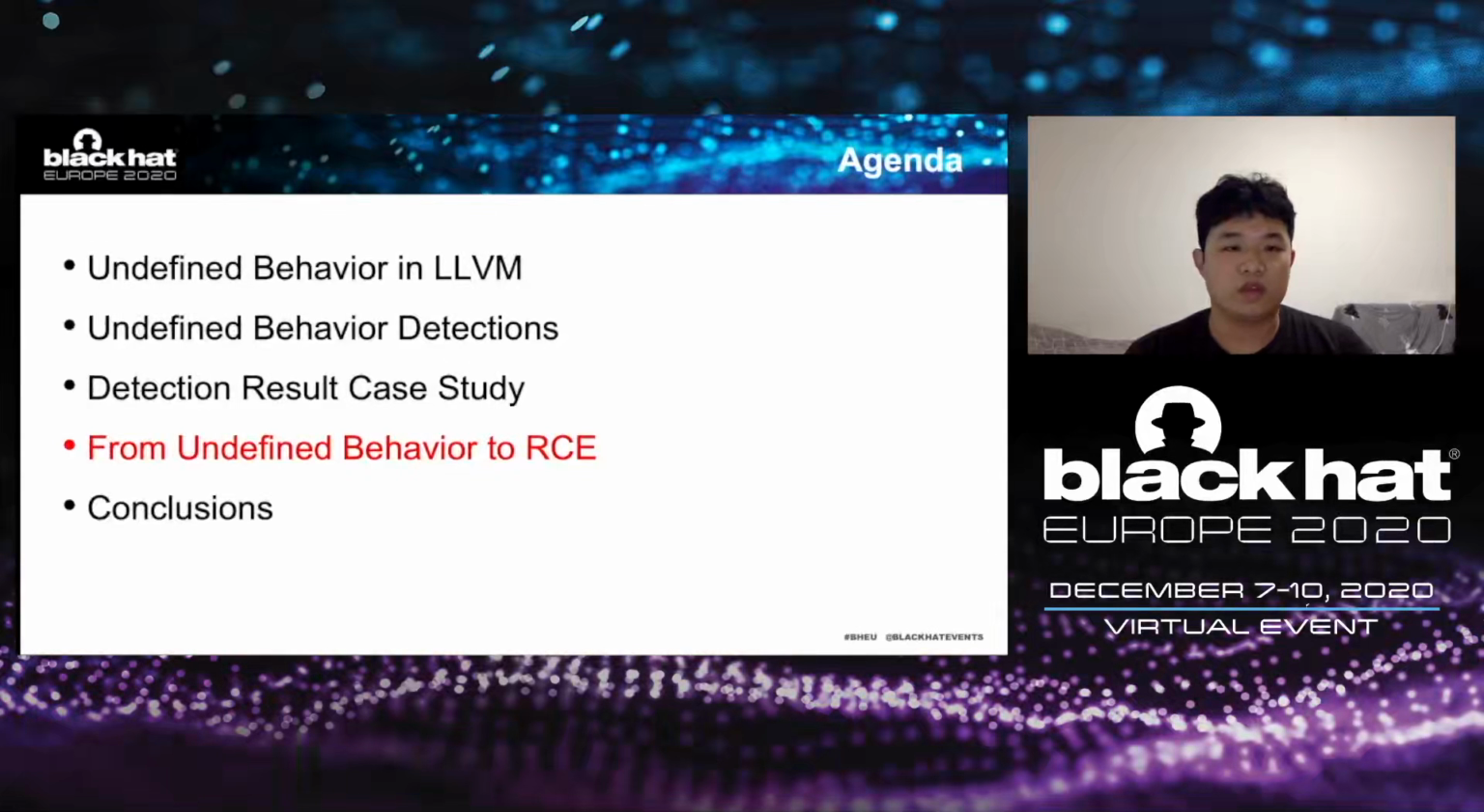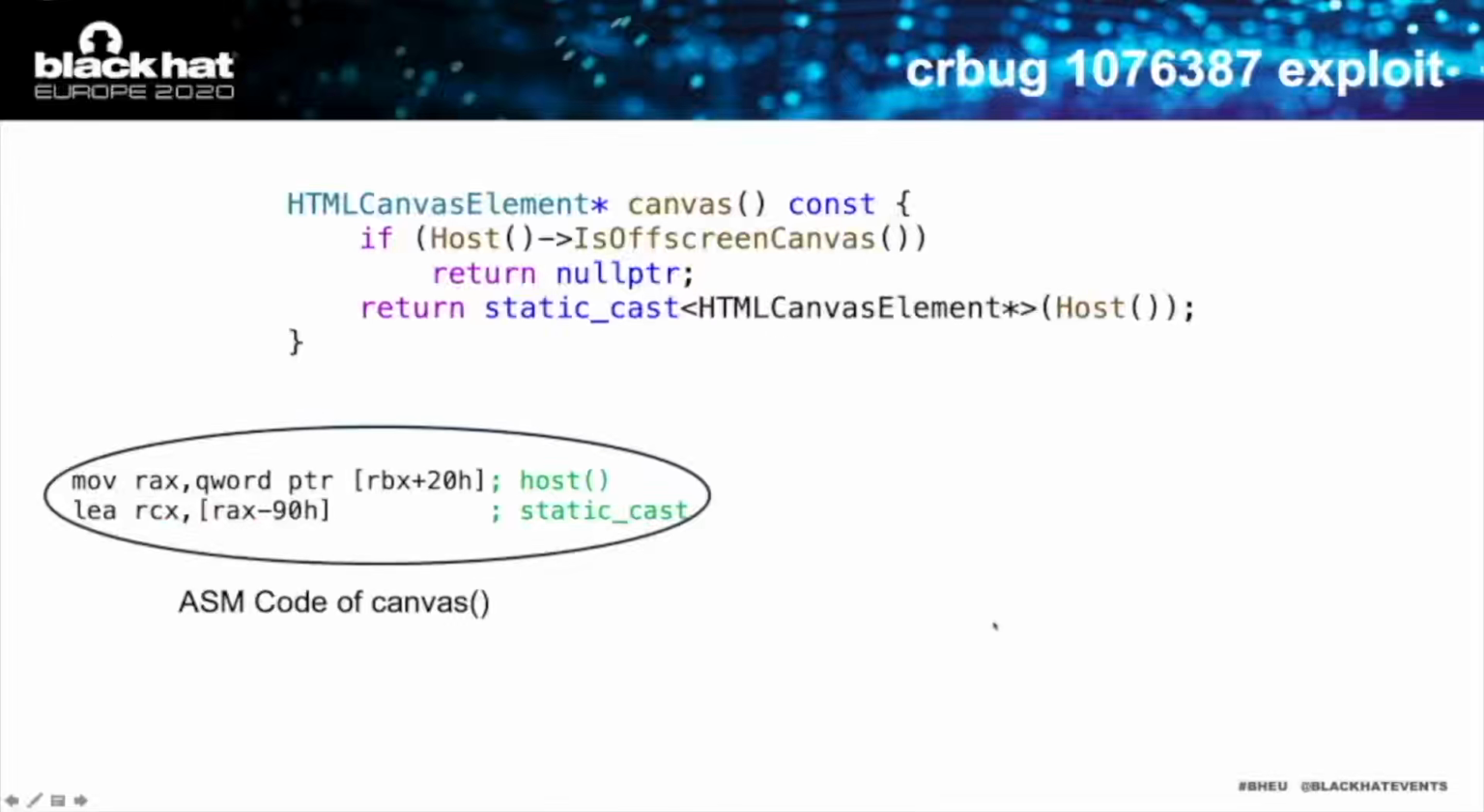To demonstrate the security threat of undefined behavior, we select one of those vulnerabilities to write an exploit. We successfully achieve remote code execution on the Chrome browser with a single undefined behavior bug. This is Chrome bug 1076387, shared in the previous slide. An offscreen canvas is incorrectly cast to HTML canvas element. Here is the disassembled code of this function.